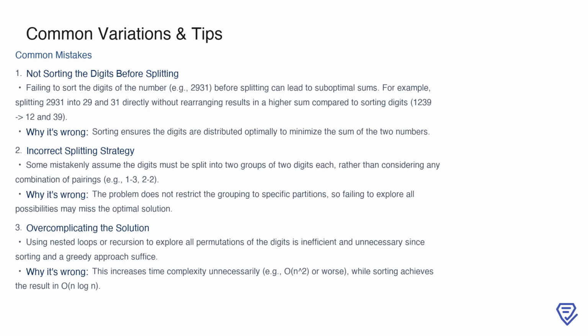Some might assume that you can only split into two equal-sized groups of 2 digits each, but this isn't a requirement. The problem allows any valid pairing of digits, so failing to explore other combinations could lead to suboptimal results. Finally, overcomplicating the solution is another pitfall. Some people resort to nested loops or recursion to check all permutations of digits, but this is unnecessary. Sorting the digits and applying a greedy approach is both simpler and faster, avoiding the inefficiency of higher time complexity methods like n squared, or worse.